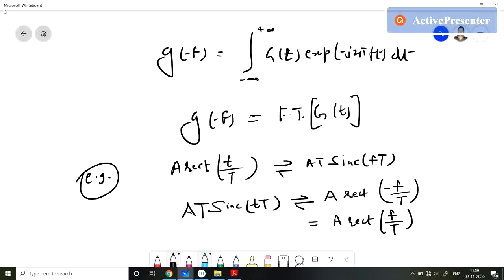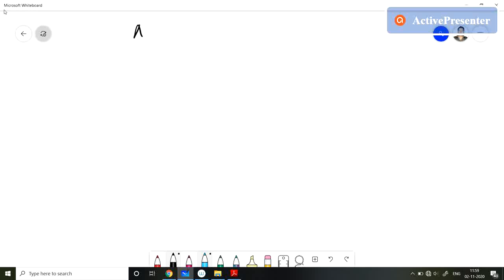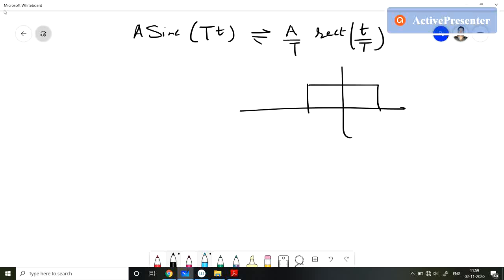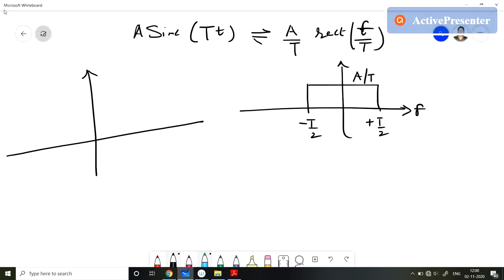So a very important conclusion is that A sinc(Tt) has the Fourier transform A divided by T rect(f/T). So this is your rect function, and this is f. Here we have minus T by 2, here we have plus T by 2, and the amplitude is A divided by T. And this is the sinc function.